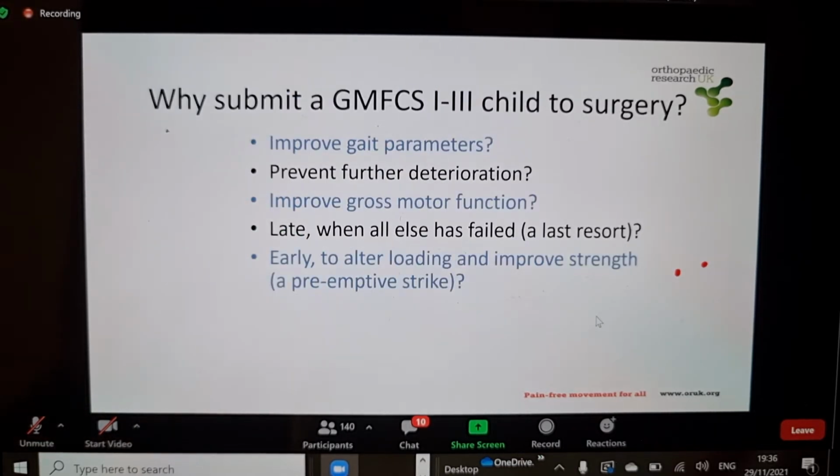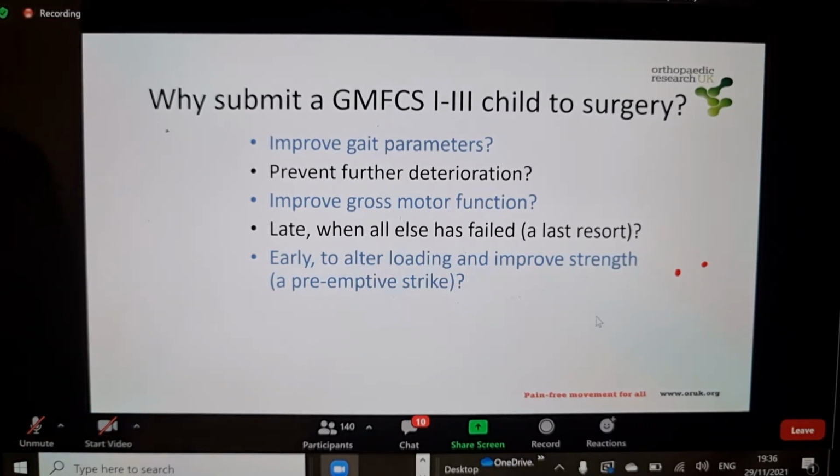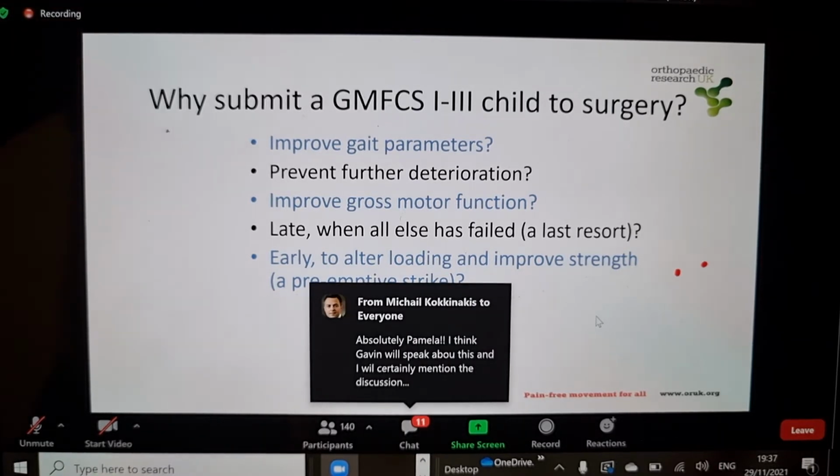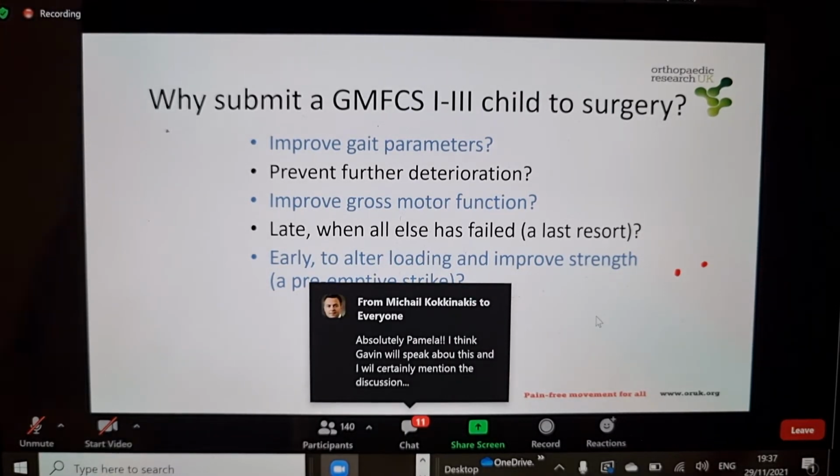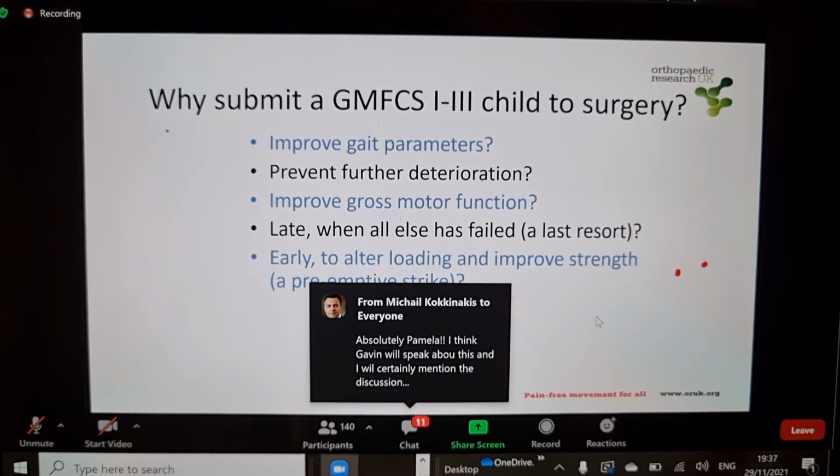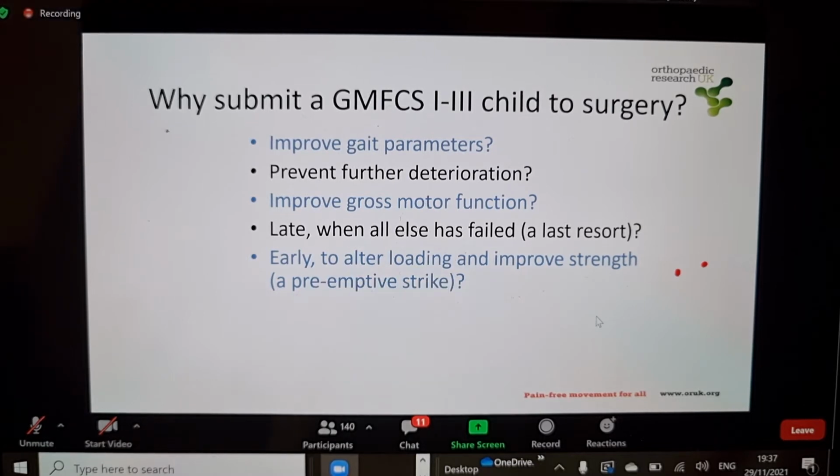So why might you submit an ambulant child with cerebral palsy for surgery? Would it be because you want to make them walk better, because the walking looks better? This is kind of relevant to the case I showed you. Is it because you feel that surgery is necessary because you know they're going to get worse and you want to stop that?